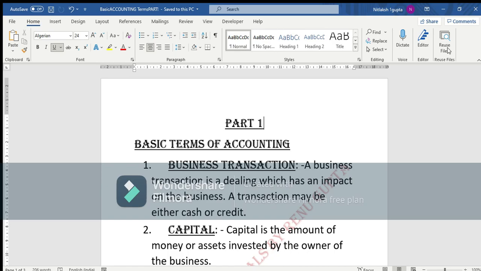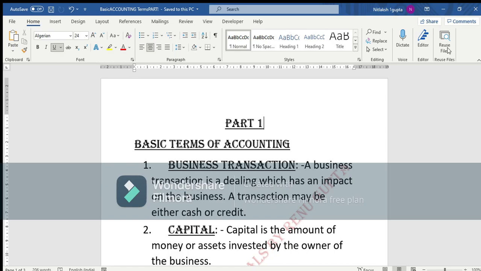Anything which we buy or sell and get cash or pay cash: when we buy something, we pay cash, and when we sell something, we receive cash. So when cash is received or paid, that is known as a cash transaction. And when the payment is postponed to a later date, suppose we have bought something but did not pay on that date, or we have sold something and not received the cash, and that cash is postponed for a future date, that is known as a credit transaction.